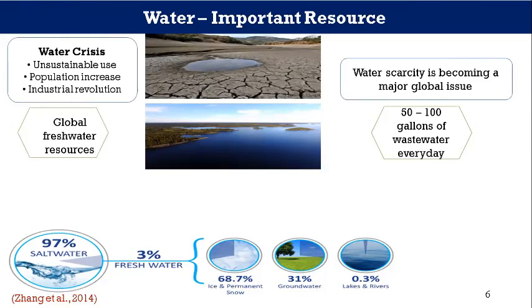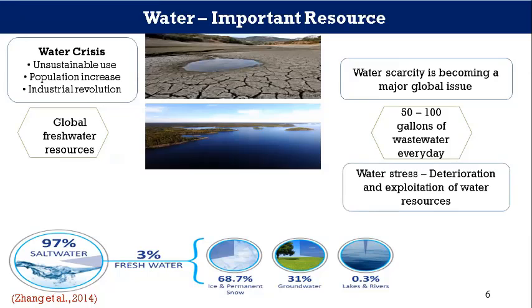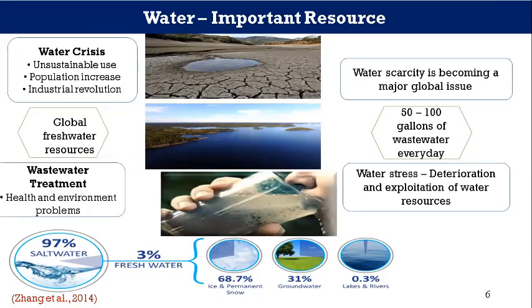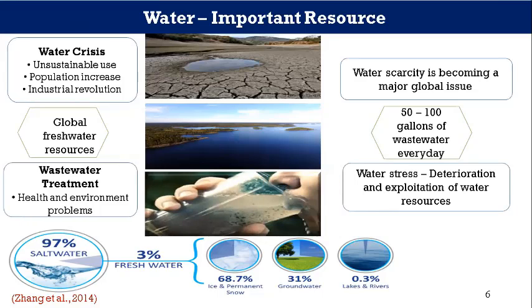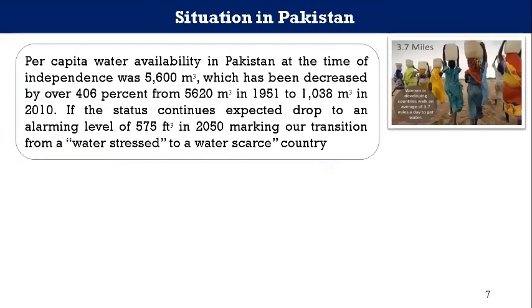Unsustainable use of freshwater sources, urbanization, increase of population, and the trend of the industrial revolution have led to environmental degradation, especially by the release of partially treated or untreated wastewater into aquatic systems. Therefore, Pakistan is a water-stressed country due to deterioration and exploitation of water resources. Thus, the treatment of wastewater is a basic component in a community to protect the health and environment of communities.